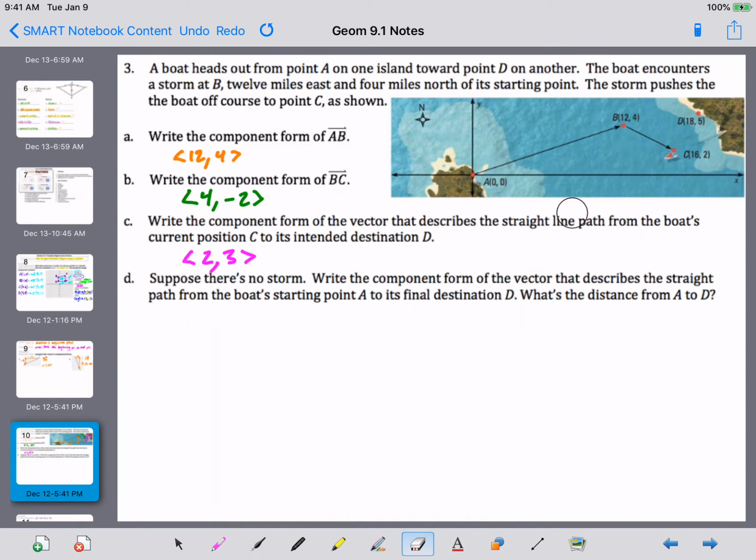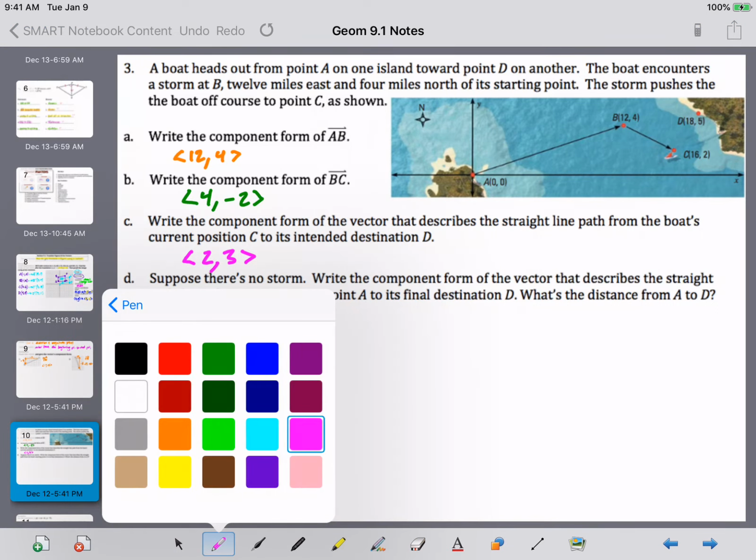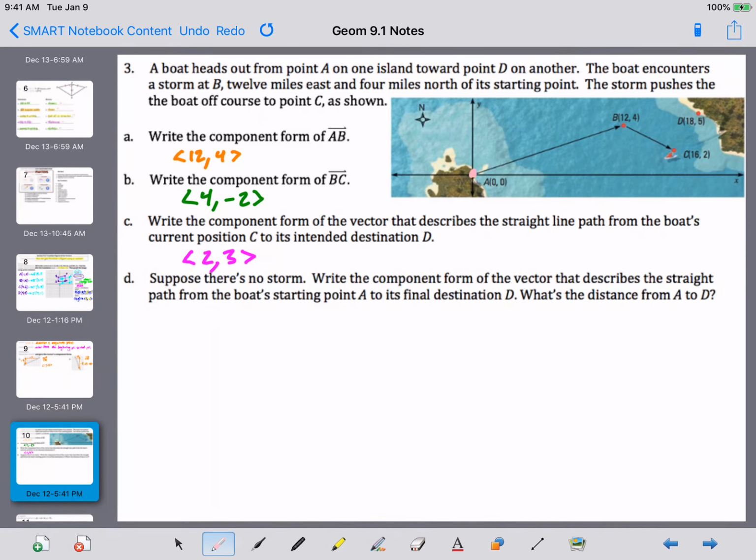What if they didn't encounter a storm and they were able to get directly from point A here to point D without doing all that stuff in between? Well, they could just go over 18 miles. So their vector component form would be 18, comma 5. So they would want to just go directly from A to D. This vector right here would be a much simpler way of getting there than doing all this turning back and forth. So 18, comma 5 would be the quicker route if they didn't encounter that storm.